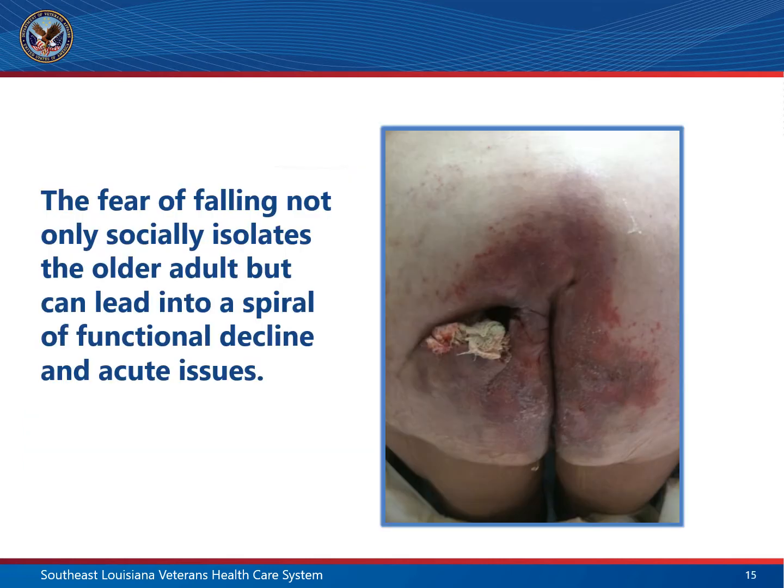After an adult falls, the fear of falling can lead to social isolation, but it also can lead into a spiral of functional decline and acute illness. So this picture, and I hope you're not eating your lunch. I'm a wound care nurse, so it doesn't bother me. But this picture was taken at Interim Louisiana Hospital back in, I think it was 2010.